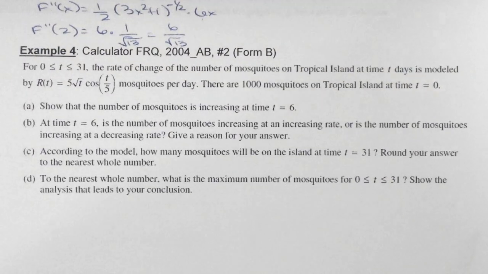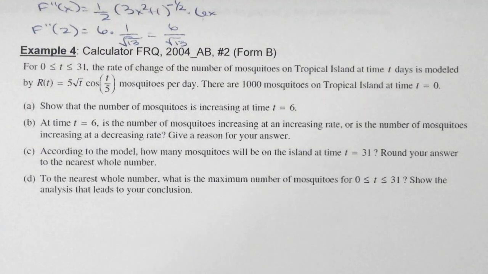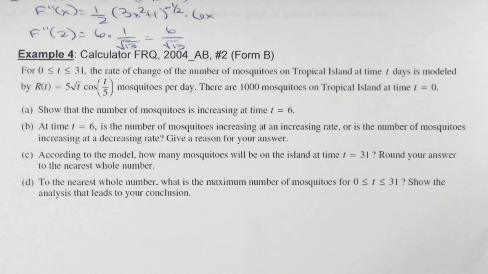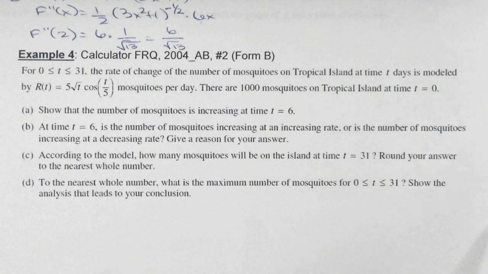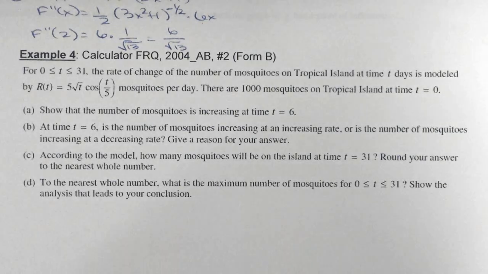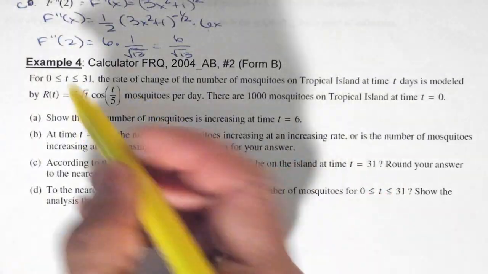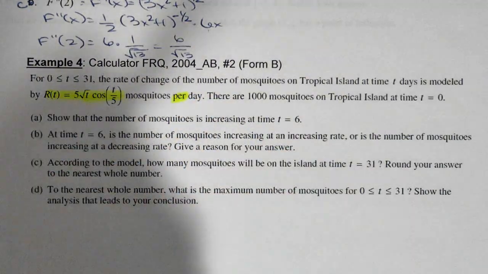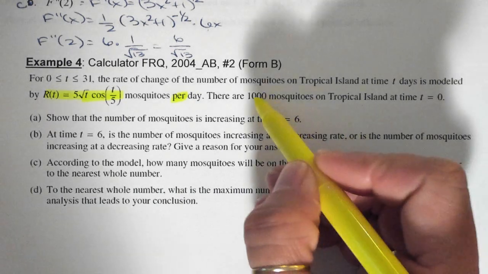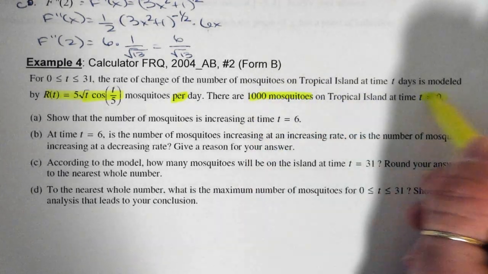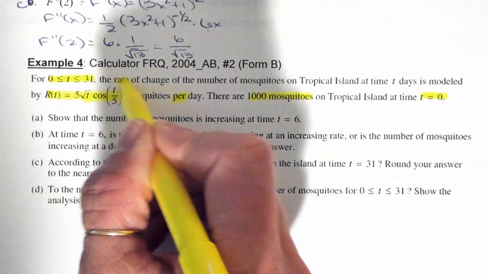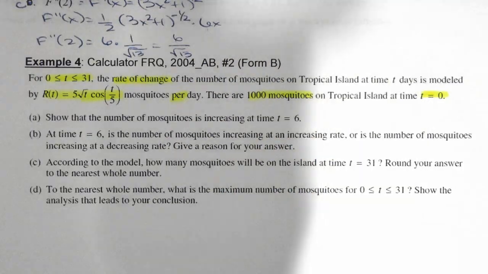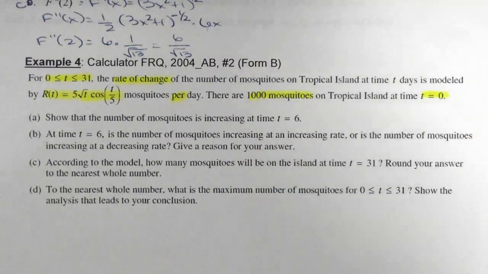So first of all, it says 4 times 0 to 31, the rate of change of the number of mosquitoes on a tropical island at time t days is modeled by the following function in mosquitoes per day. Okay, and there are 1,000 mosquitoes on this island at time 0. So we're given a lot of information here. Okay, and we need to make sure that we interpret this correctly.